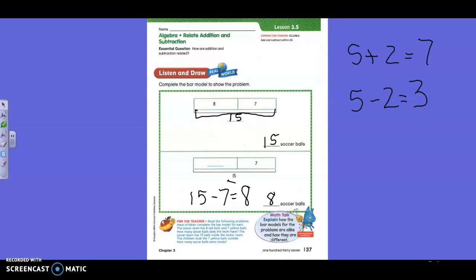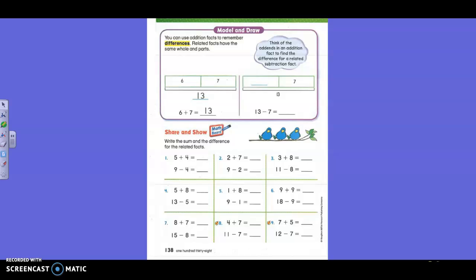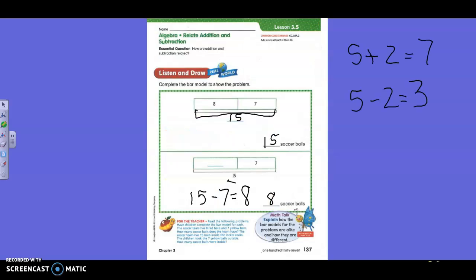All right, turn the page. So boys and girls, before we turn the page, look at this. Are you ready? Eyes on me. Look at this. 8 plus 7 equals 15, right? Now look at this. 15 minus 7 equals 8.